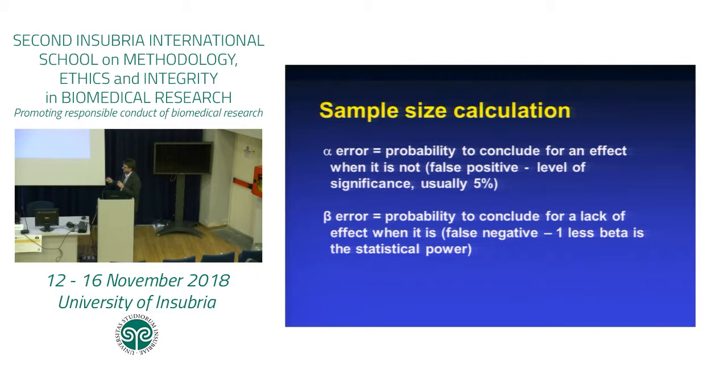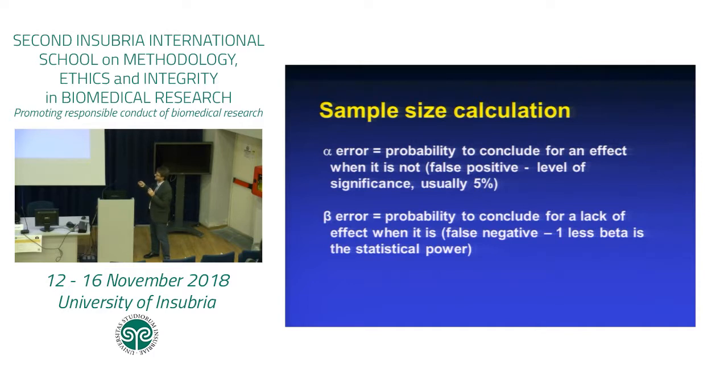Alpha error is the probability to conclude for an effect when there is none. The famous p-value less than 0.05. So, 5% probability to have a false positive result. It's a convention. Do you believe this 5% is low, is high? Is it better to have 1%, is it better to have 20%?